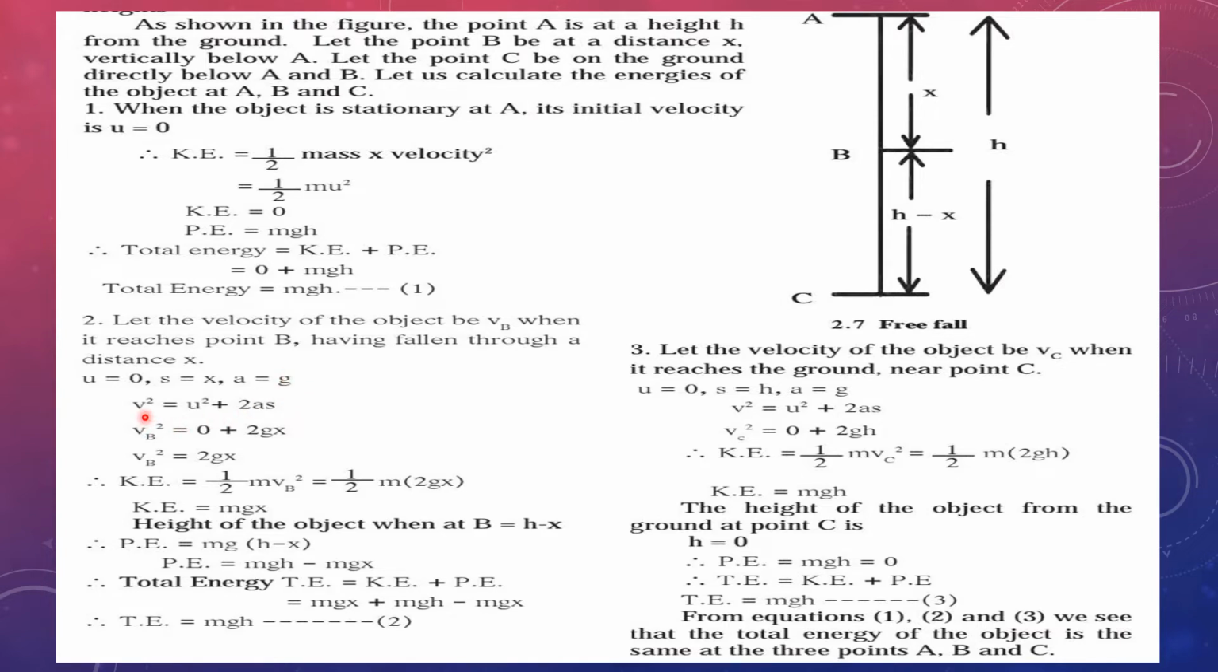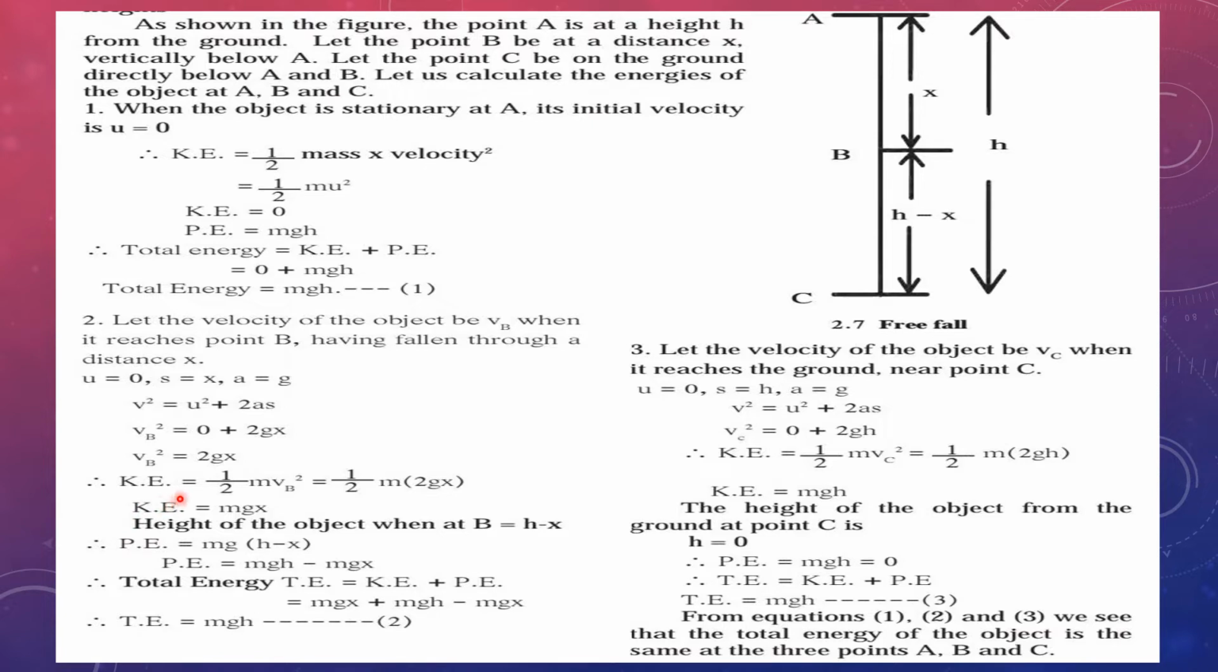Now, we use here Newton's third equation of motion. The third kinematical equation is v square is equal to u square plus 2as. Now replace u equal to 0, a equal to g, s equal to x, and for v we take vB. So vB square is equal to 0 plus 2gx, and that is equal to 2gx.